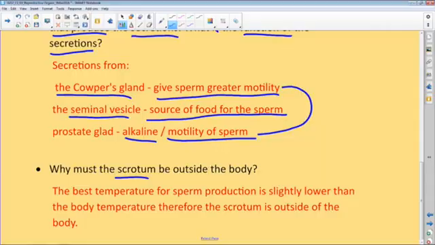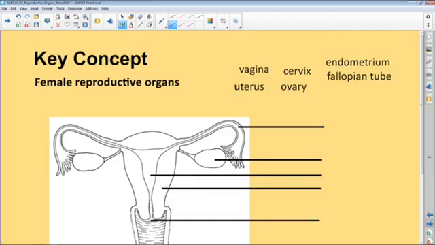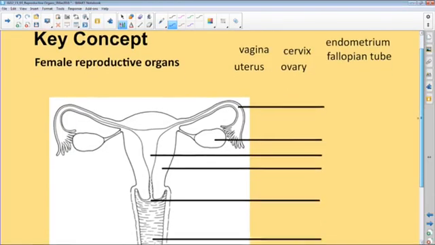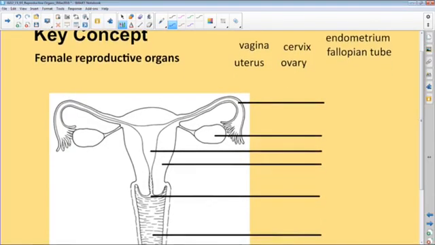Okay, so here it is. The best temperature for sperm is slightly lower than body temperature. Therefore, the scrotum is outside of the body. Okay, simple ones. Now, the next thing we're going to have a look at is the female reproductive system. Now this is a little bit less complicated. It's definitely a little bit less complicated, but becomes more complicated later. So you've got 1 minute to put those in order. You ready? Off you go.